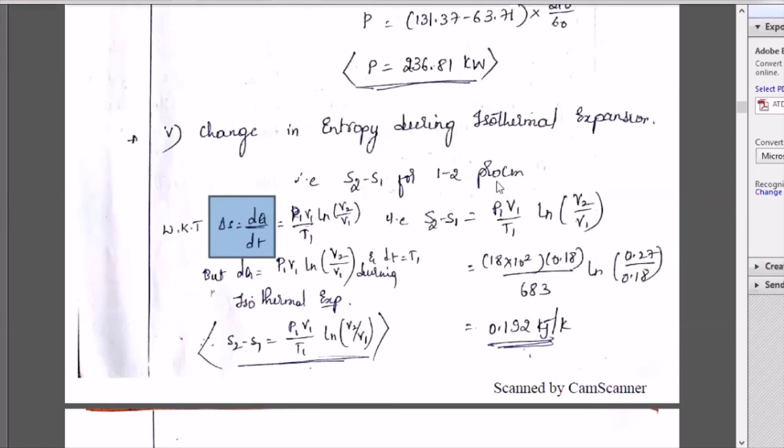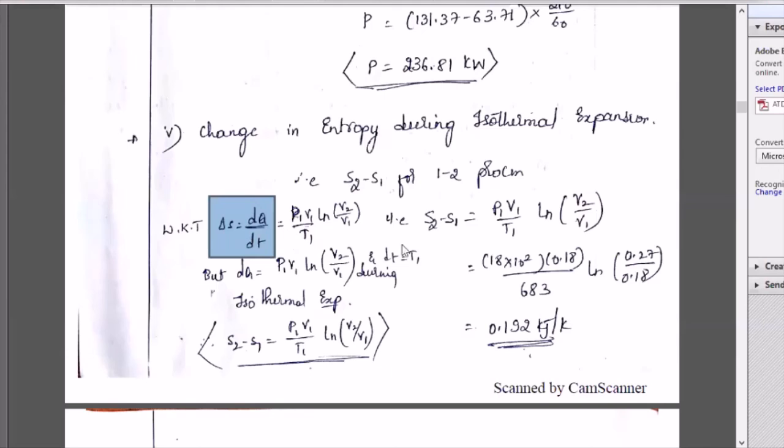For the 1 to 2 process, it is heat supply. Therefore, I can write P1 V1 ln of V2 by V1. The heat supply formula you know: Q is heat, heat supply or heat rejection. For the 1 to 2 process, it is a heat supply, and the formula is P1 V1 ln of V2 by V1. As this is the 1 to 2 process, the temperatures at 1 and 2 are the same, so T I can write as T1. So delta S is equal to P1 V1 ln of V2 by V1 divided by T1.